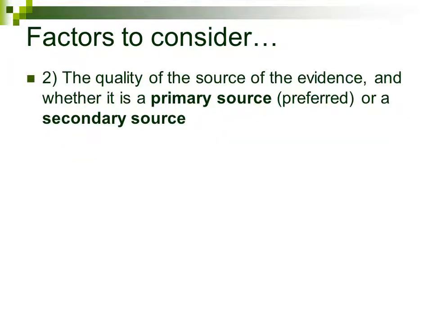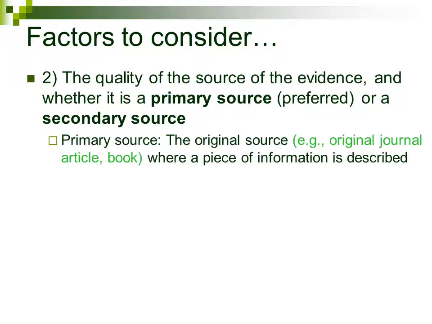The second factor to consider is the quality of the source of evidence and whether it's a primary source or a secondary source. So first of all, I hope we can appreciate that the source of the evidence matters. That evidence that comes from a scholarly article or book is generally going to be of higher quality than evidence that comes from Wikipedia or Twitter. Beyond that, there are 2 general sources of information. A primary source is the original source where a piece of information is described. So I'm sure many of you have had to write a paper in APA style, and those of you who have know that in the introduction is where you describe other research that has been conducted on the topic that you're writing about. The original articles that you find to talk about in your introduction, those would be primary sources, right?